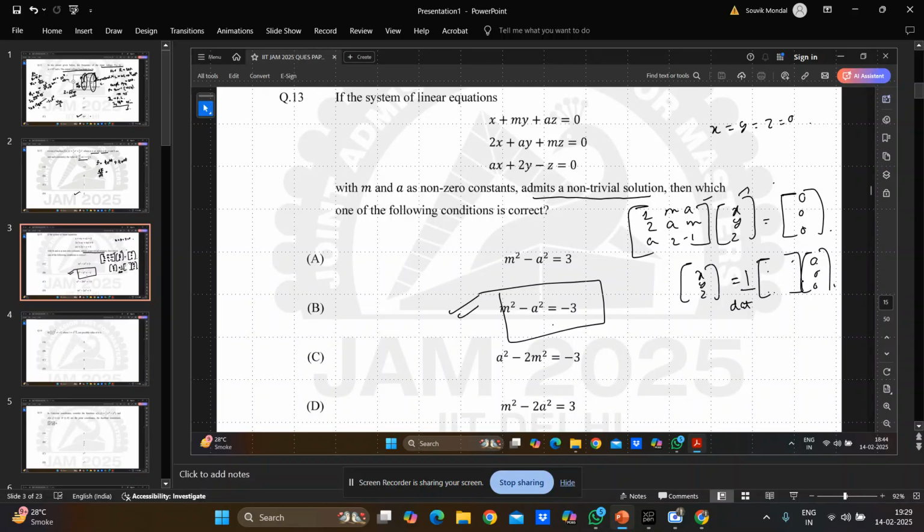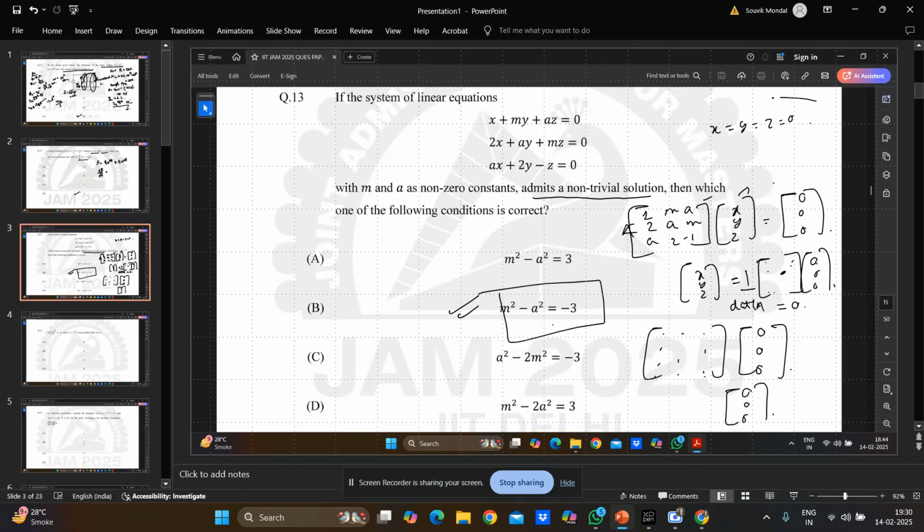But you should know why I am taking the determinant equal to 0. Why am I taking the determinant of this matrix A equal to 0? So suppose there is a matrix, this matrix. I am talking about this matrix. All the elements are non-zero, and you are multiplying with a 0, 0, 0 column. So you will get a column matrix which is 0, 0, 0.